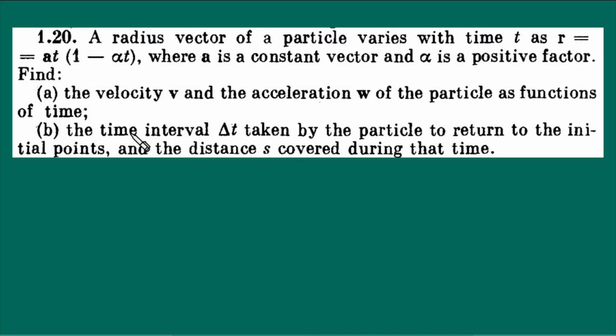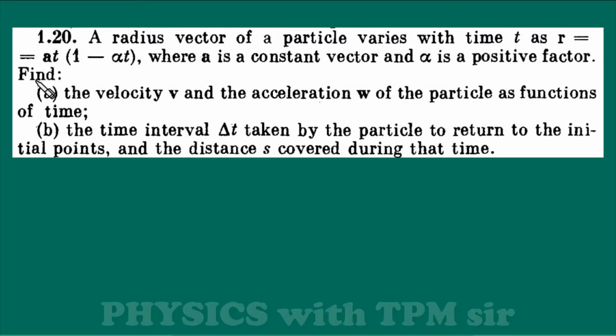Okay, students, so let's solve this problem from the book Irodov, question number 1.20. So let's read this question. A radius vector of the particle varies with time t as r = a t (1 − α t). Here a is a constant vector and α is a positive factor.